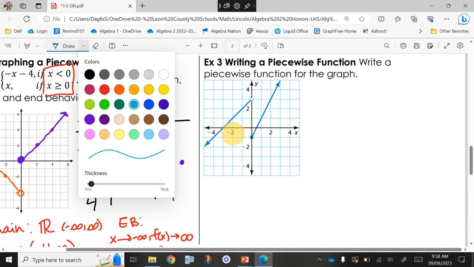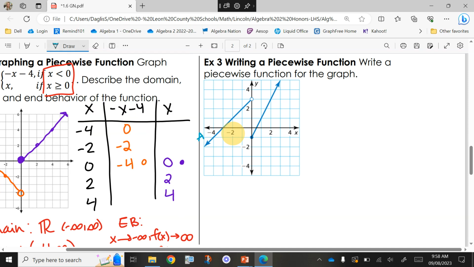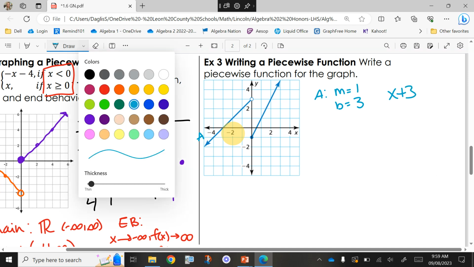Okay. I'm going to label them A and B to help us out. I'm going to call this guy A. So our line A, I need to know the slope and the y-intercept so I can write the equation for it. So what is my slope for that line A as we move from left to right? How are we getting from point to point? Up 1 over 1. And what is the y-intercept for that line? It is at 3. Good. So what is the equation of that line? x plus 3. All right. Sweet.